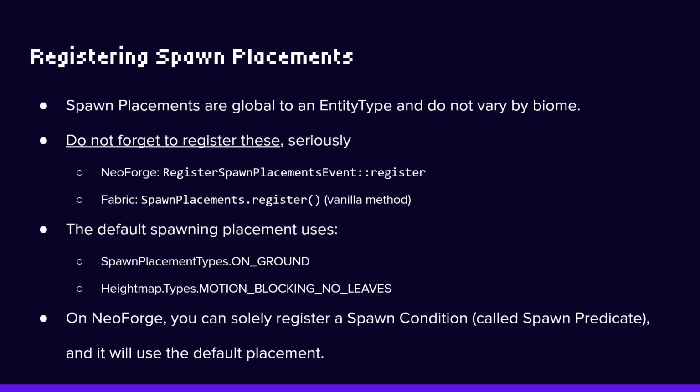And then the default spawning placement, so if you were to just register it without the placement type or heightmap type, because on NeoForge you can do that, you can just put a condition. They're called spawn predicates. The default is on ground with motion blocking, no leaves. But you may want to change that. So you can register it using those two methods. So now I'm going to demonstrate adding a natural spawn to our entity.